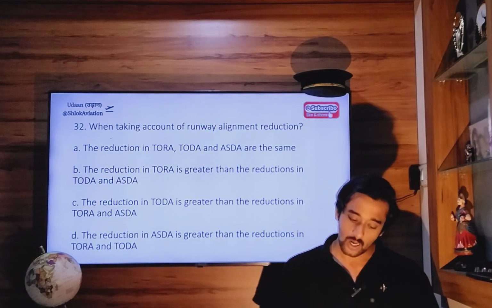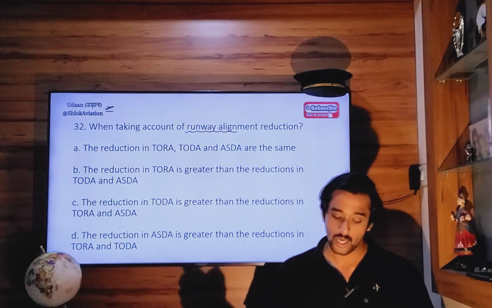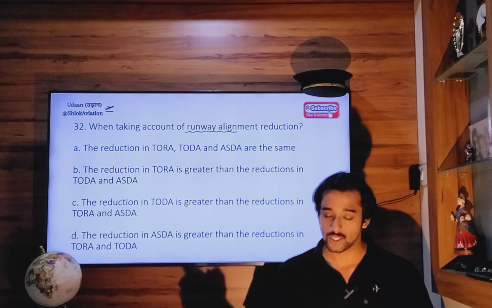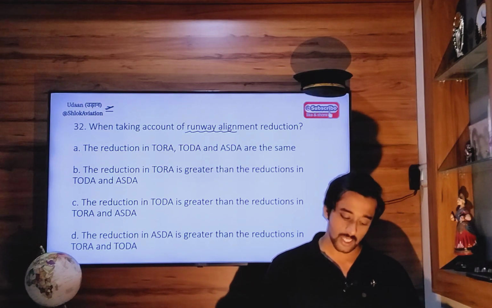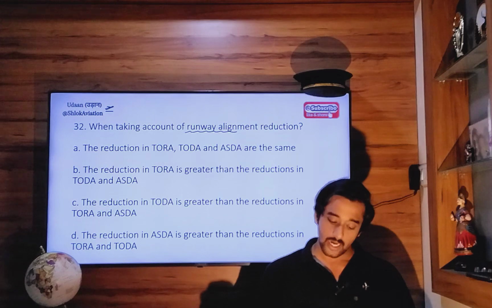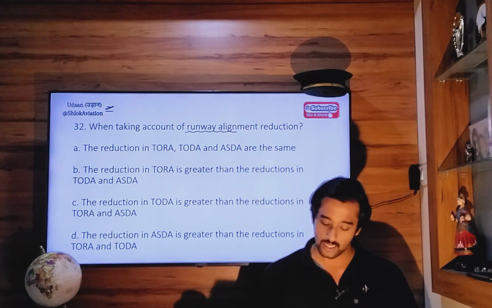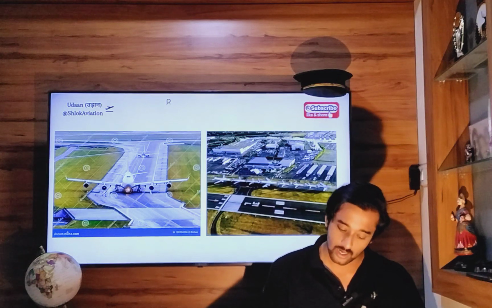Next, when taking account of runway alignment reduction, what must you do? The reduction in takeoff run, takeoff distance, and accelerate stop distance are the same. The reduction in takeoff run is greater than the reduction in takeoff distance and accelerate stop distance. The reduction in takeoff distance is greater. The reduction in accelerate stop distance is greater. Now, what is runway alignment reduction?